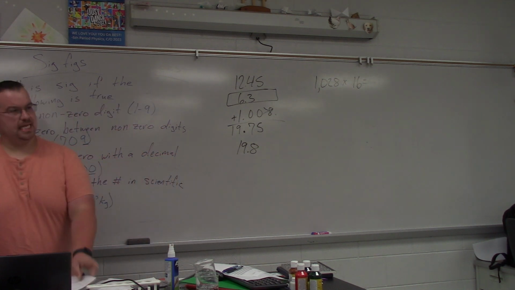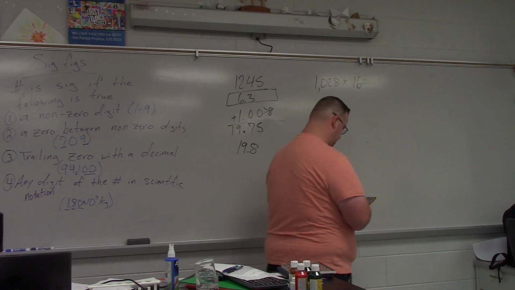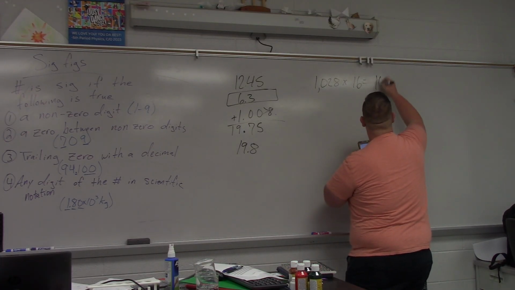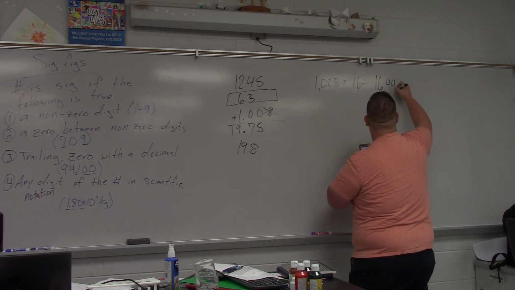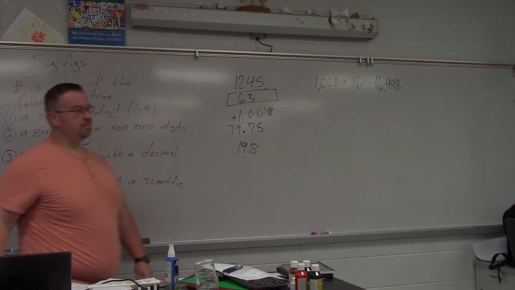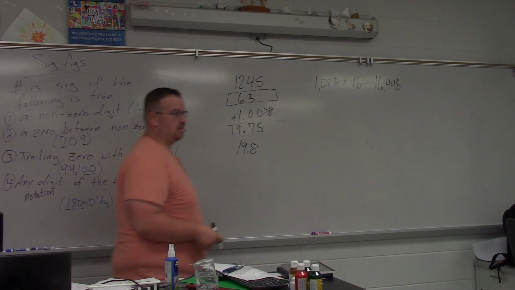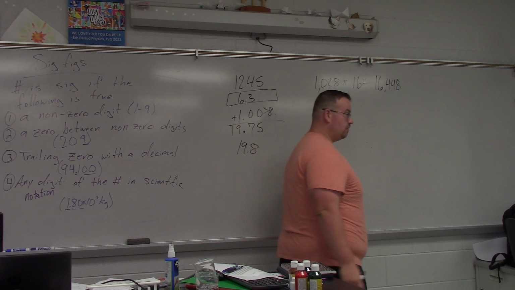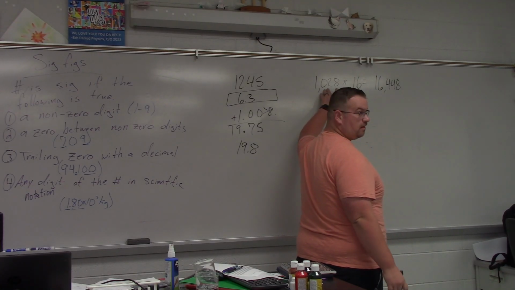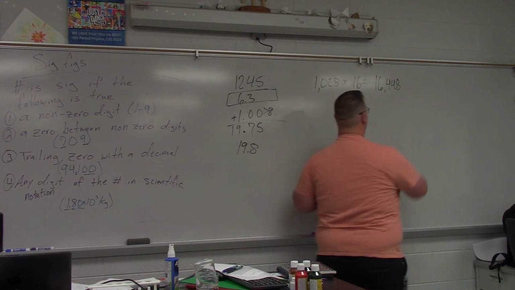Then let's say you had something like 1,028 times 16. I'll go ahead and give it to you. 16,448 is the number. But you have to determine how many sig figs I should actually have in my final answer. You round to the lowest number. So how many sig figs are here? 4. How many are here? 2. So it should be 2.